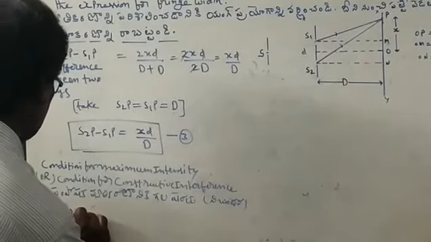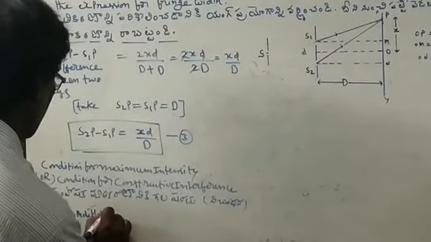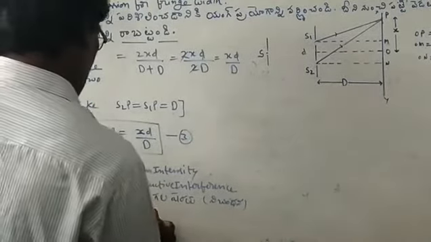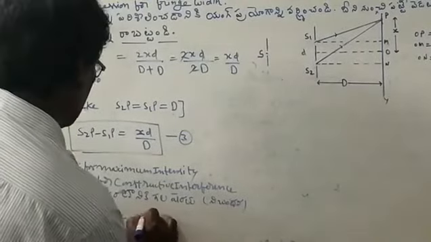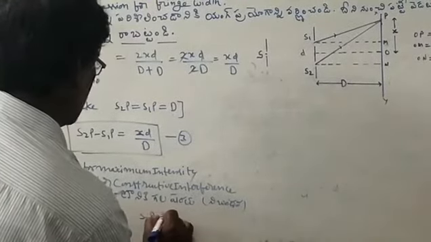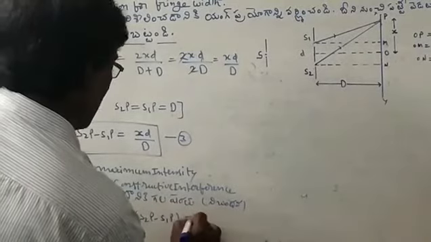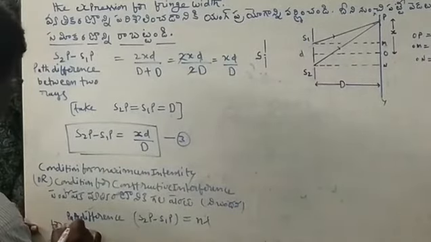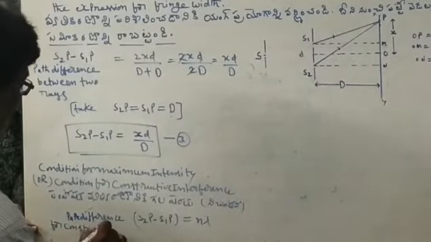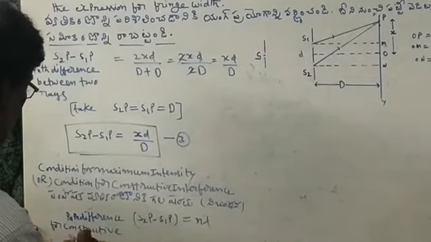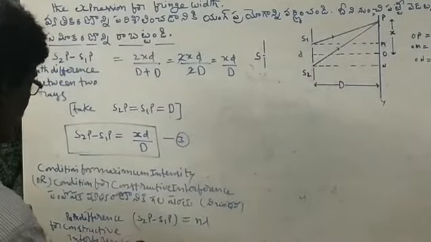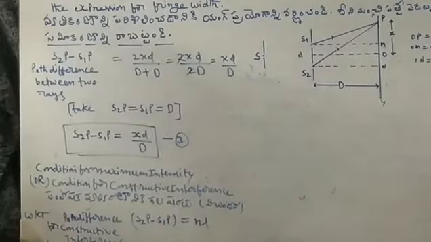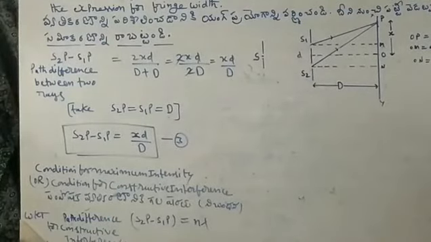Therefore, the path difference S2P minus S1P is equal to n lambda. This is the path difference for constructive interference.